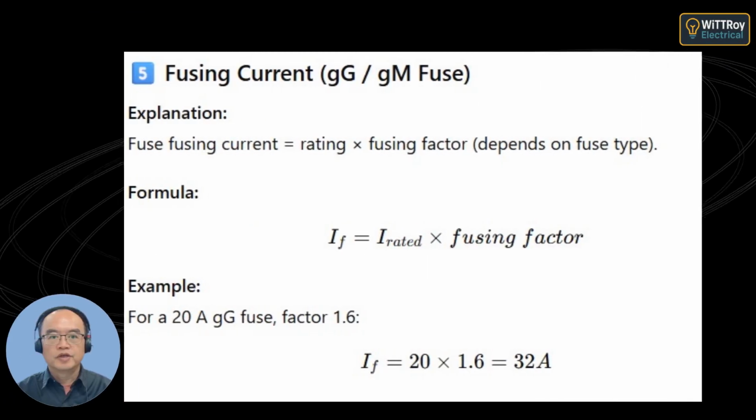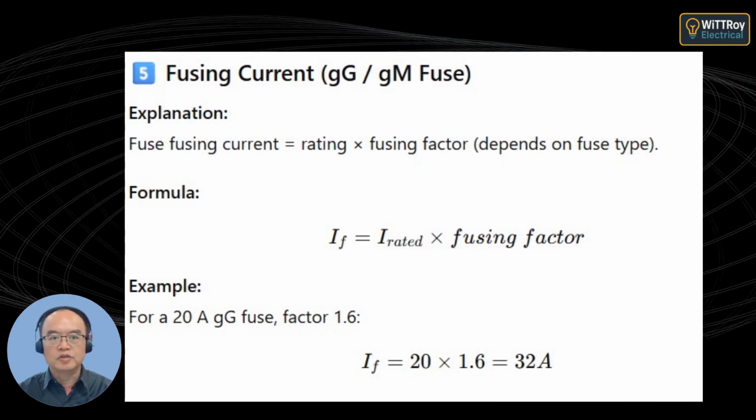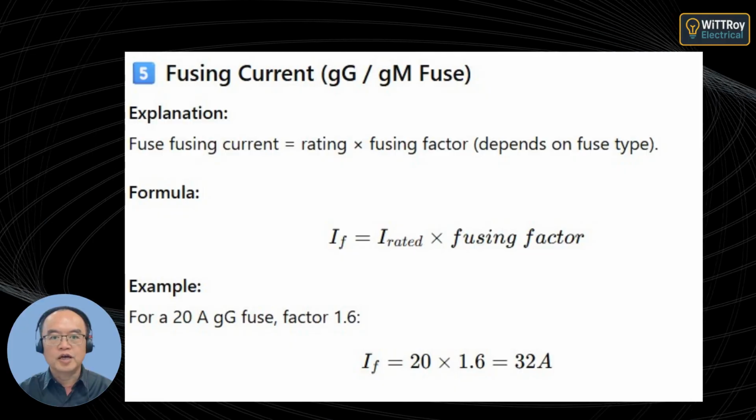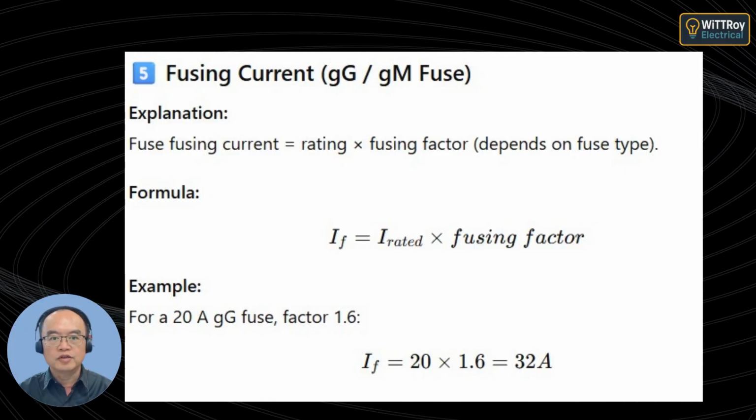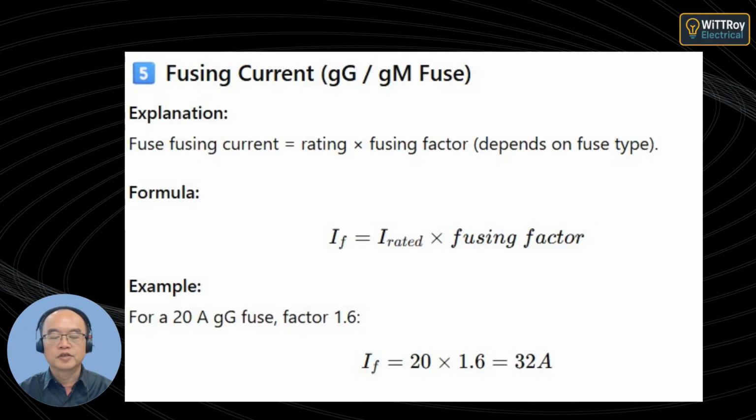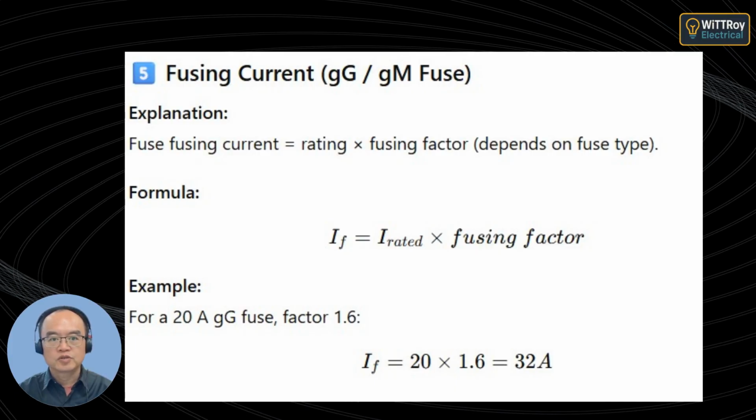A fuse's fusing current depends on its rated current and fusing factor. Use IF equals rating times fusing factor. For example, a 20 amp GG fuse with factor 1.6 will blow at 32 amperes. Always check fuse type. GM fuses have higher fusing factors.